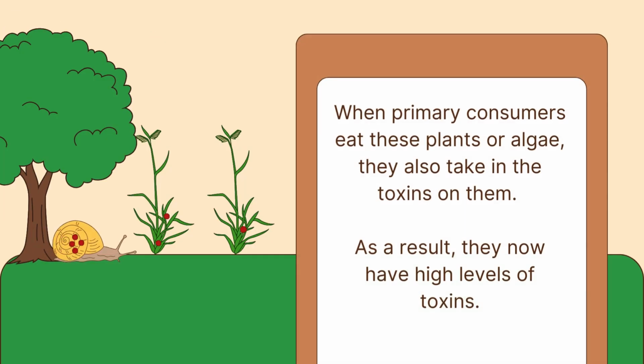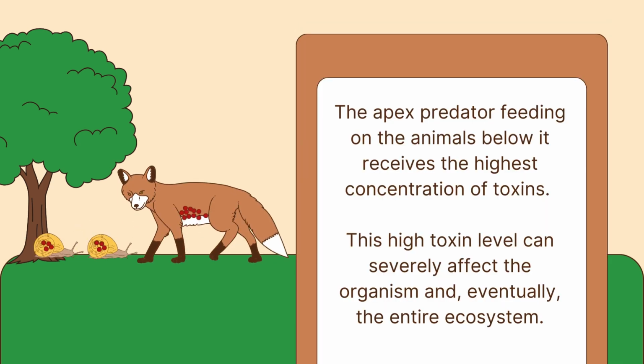When primary consumers eat plants or algae, they also take in the toxins on them. As a result, now they have high levels of toxins. The apex predator, feeding on the animals below it, receives the highest concentration of toxins. This high toxin level can severely affect the organism and eventually the entire ecosystem.